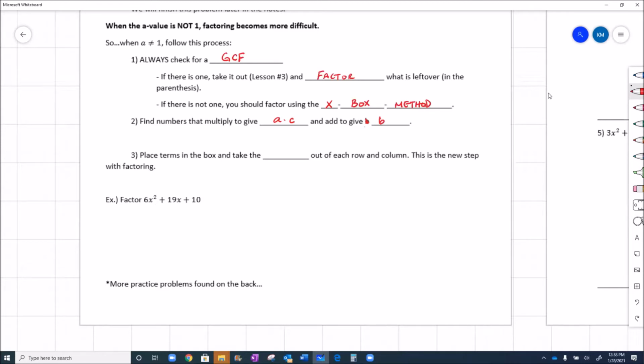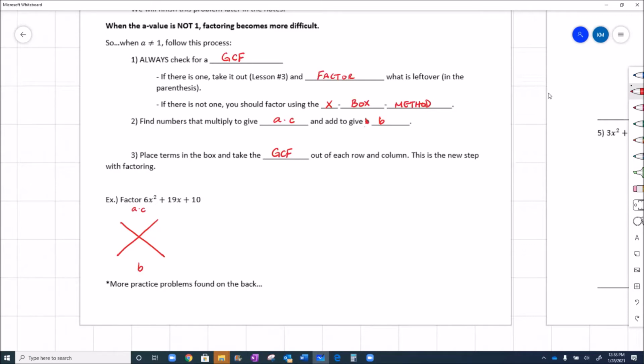Once we do that, we're going to place the terms in the box and then take the GCF out of each row and each column. Okay, this is a new step with our factoring. So let's walk through the problem we saw earlier. We have 6x squared plus 19x plus 10. Okay, here's how we're going to do this. In our X, we want two numbers that multiply to give us a times c, and at the same time add to give us b.